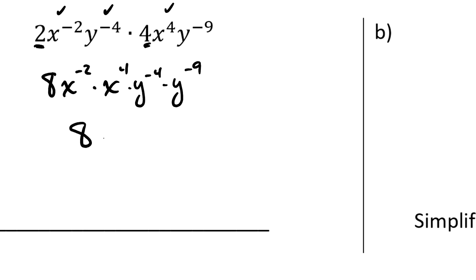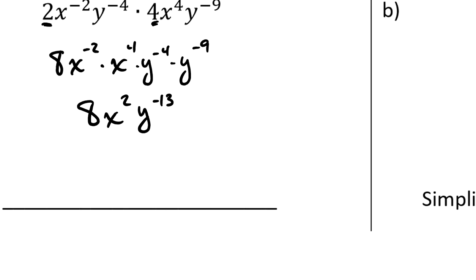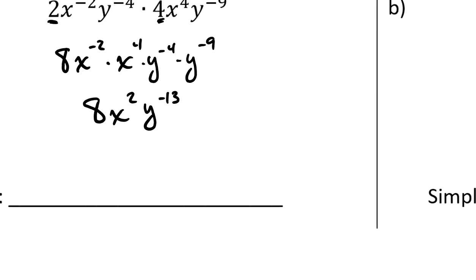So I would write this as 8x to the second power. And then I end up getting y to the negative 13th power, right? Y to the negative 13th power. Now the instructions say that you can only write your answer with positive exponents. So this y to the negative 13, we need to change its form.